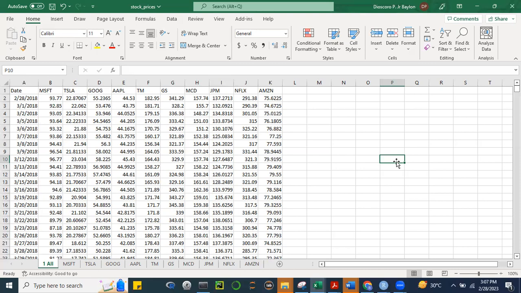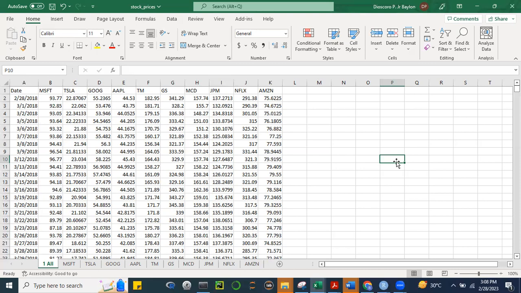Okay, so we have now the date. We have 10 stocks, no? Microsoft, Tesla, Google, Apple, Toyota Motors, Goldman Sachs, McDonald's, JP Morgan, Netflix, and Amazon. So this is quite a diversified asset portfolio, basket of assets.